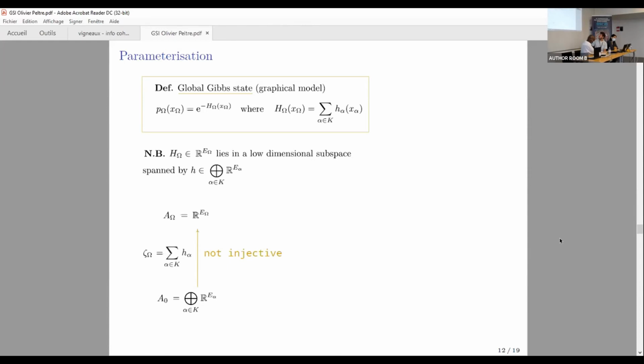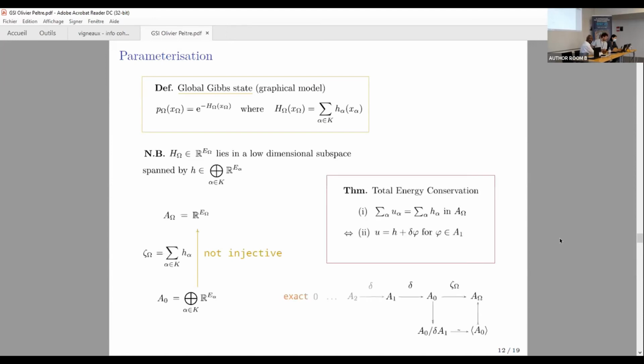And the interesting thing here is that this H omega, which lives in a very high dimensional space, is described by a sum of local potentials, which all lie in small subsets. So if you look at the right-hand side, it's a projection from this direct sum. And this space is of linear dimension with K, whereas the space of global observables is of exponential dimension. One of the things to first observe is that this sum map is not injective.